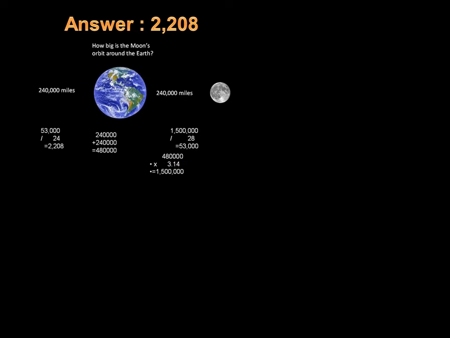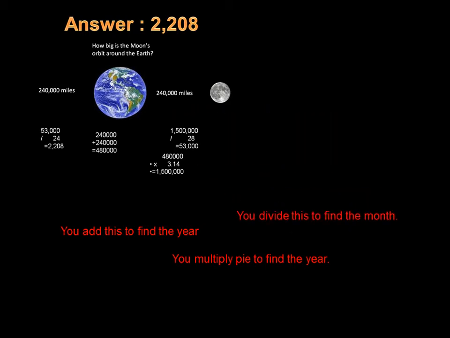Okay, I'm explaining my steps. You add this number, find the year, and you can read it. I explained this in the last slide, so you can look at the numbers.